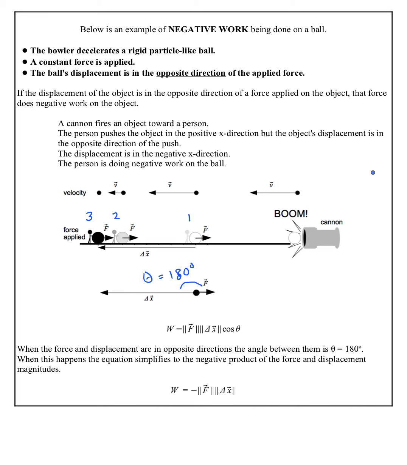It's positive work if you push on an object and it actually goes in the direction that you're pushing. But it's negative work if you push on an object and the object doesn't go the direction that you're pushing. It goes opposite the direction that you're pushing.